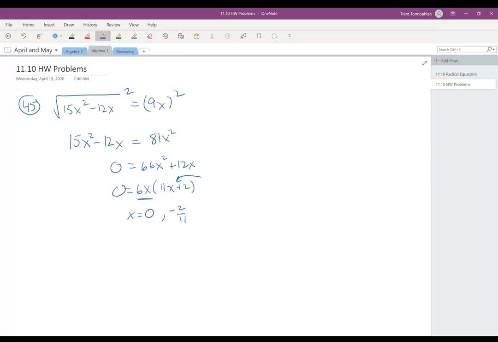Well, when I go through and do that, if I plug in 0, that's easy to see that that's a solution, right? Because square root of 0 is going to equal 0. Not hard at all to see that it's a solution.